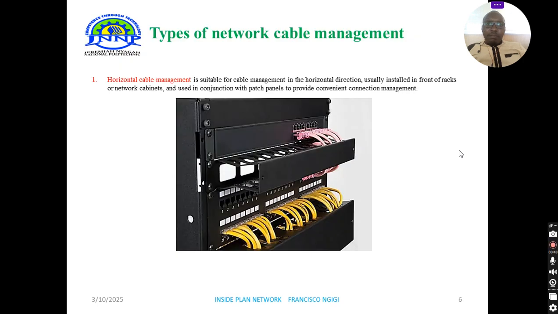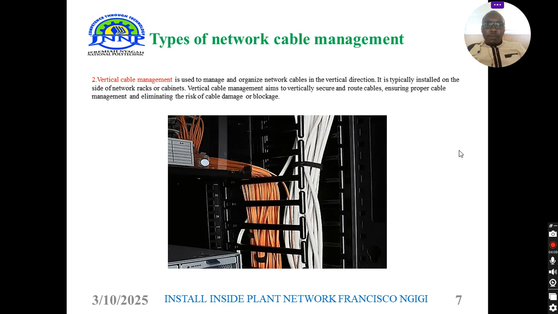Types of network cable management, we shall look at two. One is the horizontal cable management, which is suitable for cable management in the horizontal direction, usually installed in front of racks or network cabinets, and is used in conjunction with patch panels to provide convenient connection management. A vertical management is used to manage and organize network cables in the vertical direction.